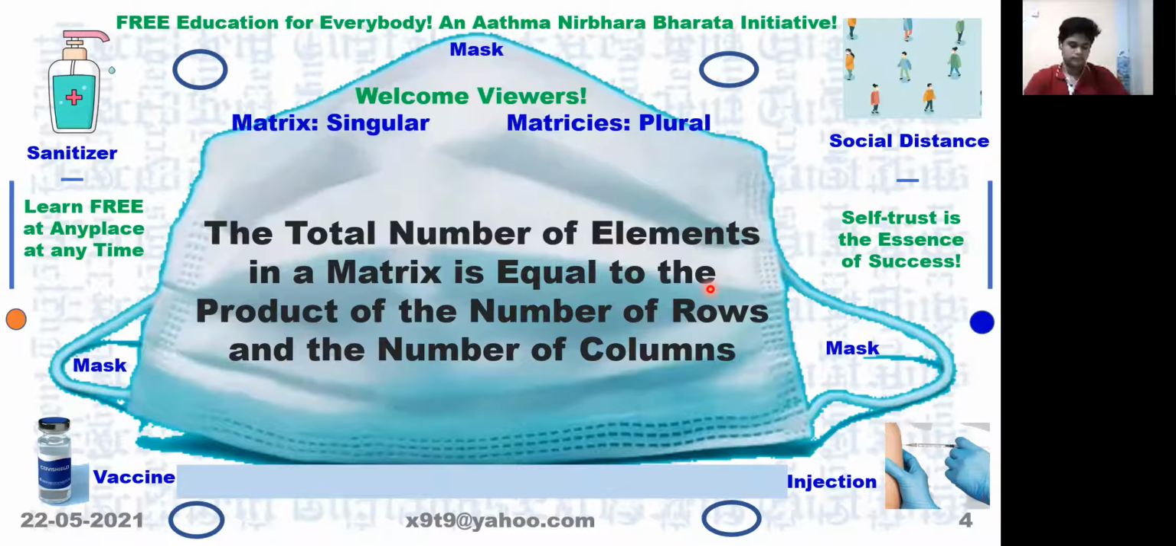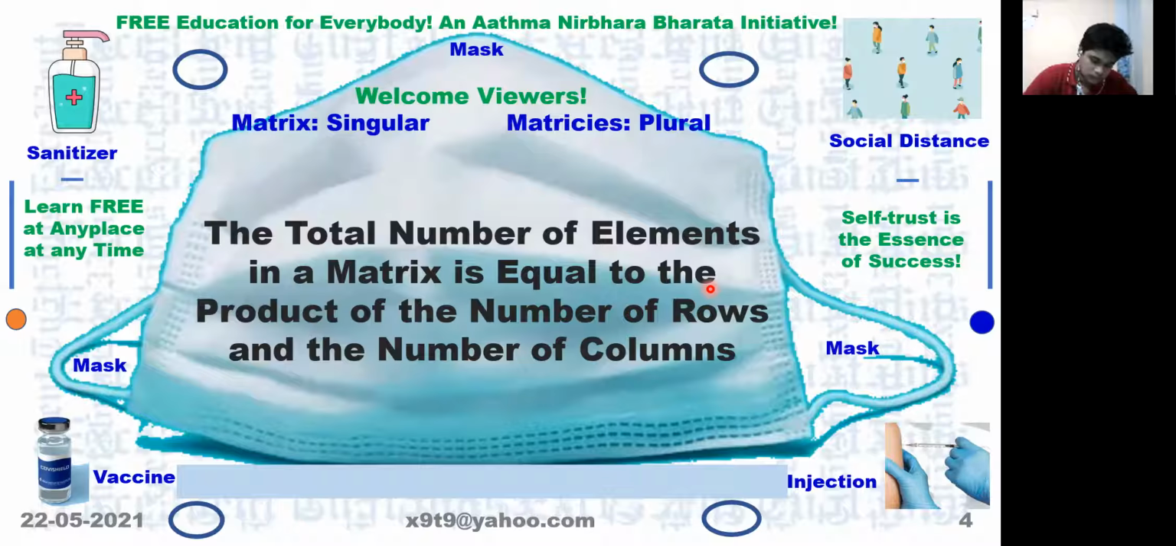The total number of elements in a matrix is equal to the product of the number of rows and the number of columns. You can write that also. Total number of elements. Total number of elements in a matrix is equal to product of number of rows and number of columns.